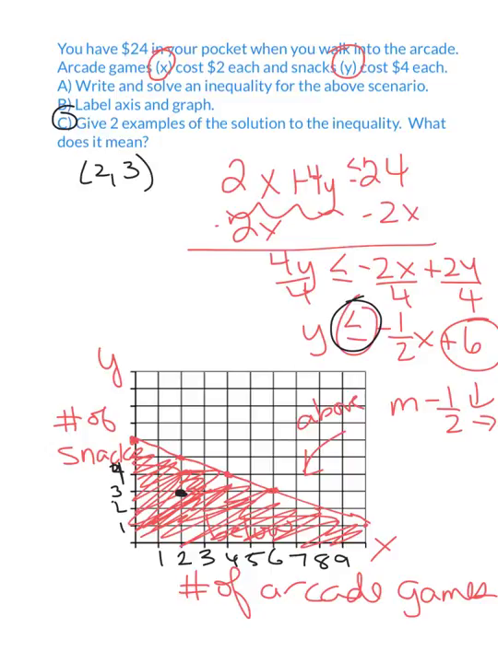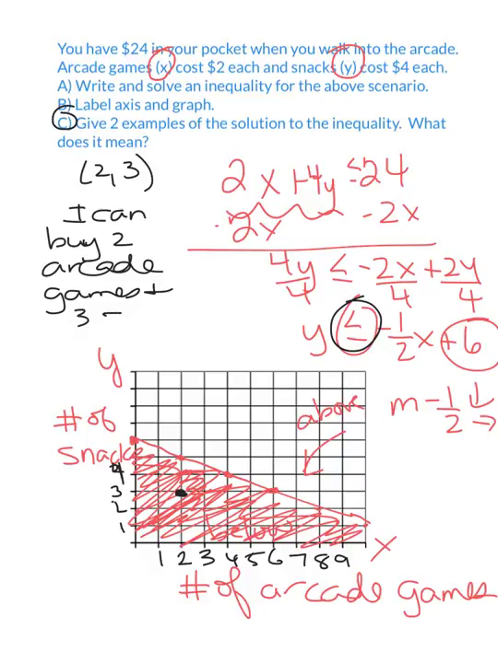That's part of my solution set. So it means I can play 2 arcade games and I can buy 3 snacks. So I'm going to just write that I can buy 2 arcade games and 3 snacks. I'll have enough money to do both of those things.